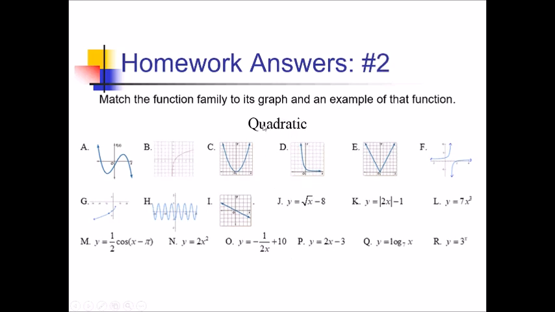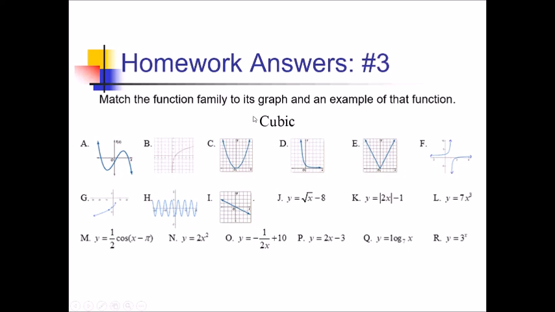For a graph of a quadratic equation, we're looking for a parabola, a U shape, so that would be choice C here. And then for an example of the function, we want something with an x to the second power. So out of all of these choices, this y equals 2x squared is an example of a quadratic, choice N.